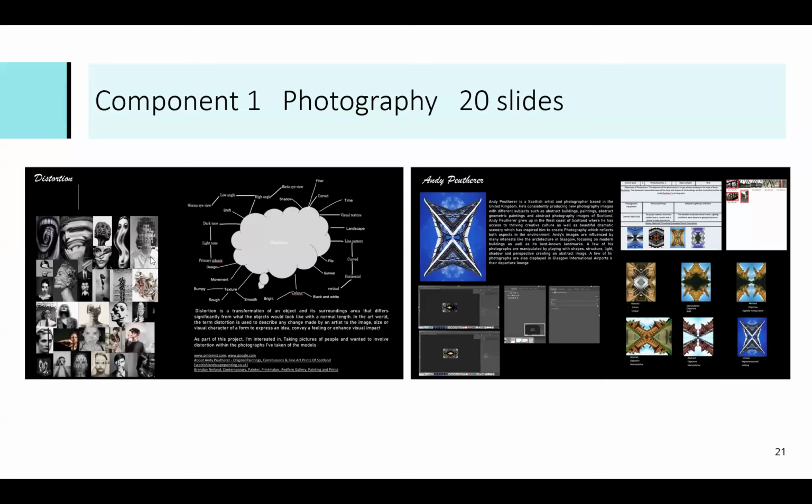The candidate starts by investigating the work of contemporary artist and photographer Andy Pentherer, who focuses on the digital distortion of geometric shapes in the environment. As you can see, the candidate produces a planning sheet to explain their intentions for a photo shoot, and a contact sheet of the shoot, images of Andy Pentherer's work, and a screenshot of the digital processes used in Photoshop to create their personal responses informed by the photographer's work.